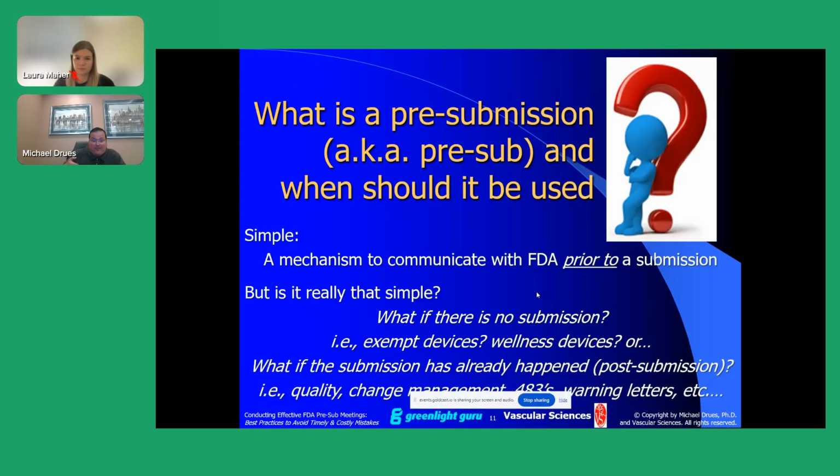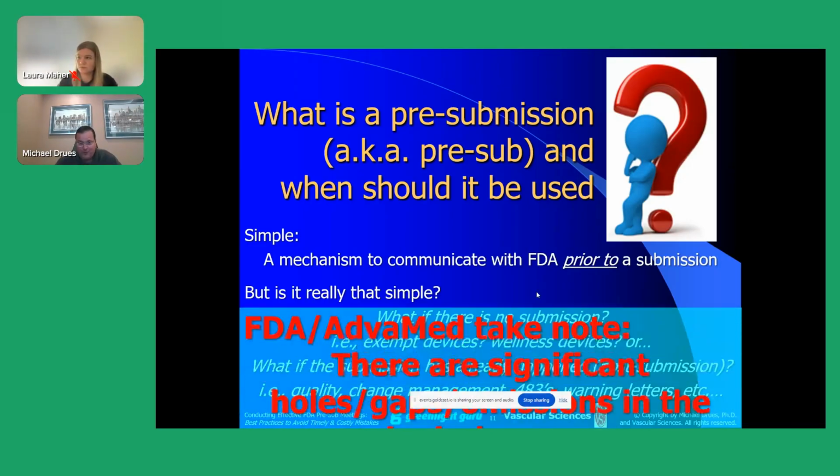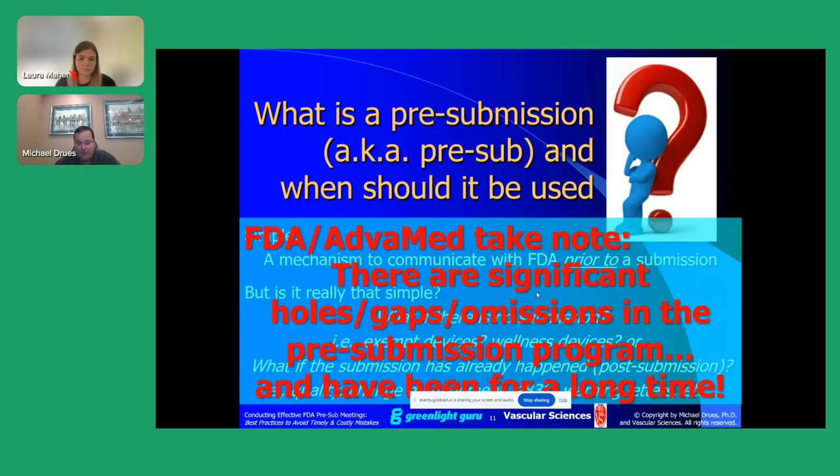And if the submission has already occurred, let's say that you already have a device on the market and you want to have some discussion with the FDA about quality or change management or 483s or warning letters or whatever, can we have a pre-submission after the submission, what I call a post-pre-submission meeting, if you will? Bottom line, we do not have formal mechanisms to do any of the things that we just discussed.